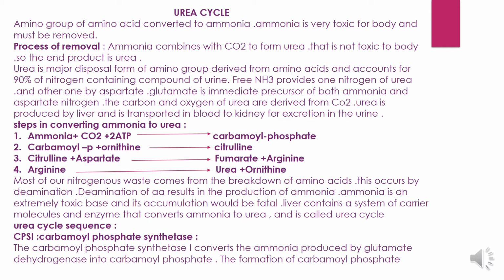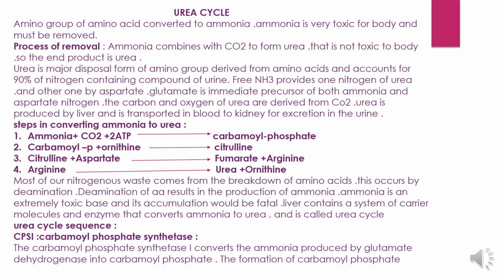What are the steps in converting ammonia to urea? Ammonia combines with carbon dioxide and 2 ATP and gives carbamoyl phosphate. Carbamoyl phosphate combines with ornithine and gives citrulline. Citrulline plus aspartate gives fumarate and arginine. Arginine gets converted into urea and ornithine.